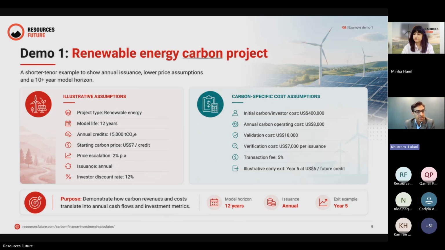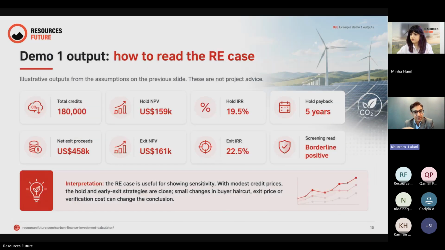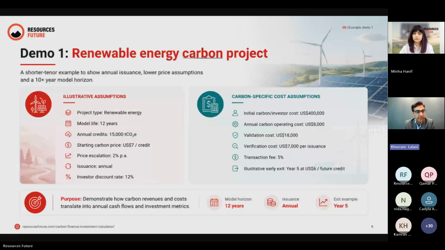Issuance is going to be annual. Every year we will have a verifier come in and do the verification. And the investor discount rate is 12%. Maybe what I can do is show my live screen, and we can take everyone through it. Yes, sure.